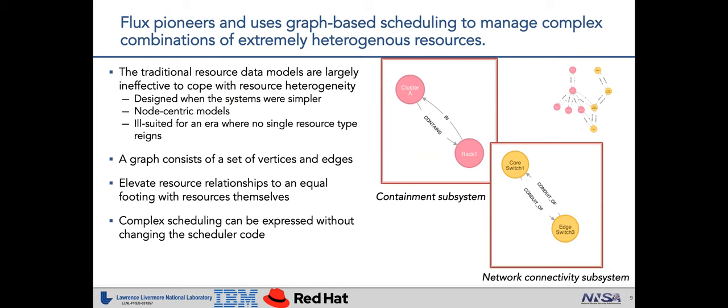Traditional resource models and their managers really can't cope with extreme heterogeneity because they were designed when systems were node-centric, and the data structures that they use to define or model the resource types are very simplistic. However, the Flux Fluxion scheduler uses a directed graph of resources, which consists of a set of vertices, which are the resources themselves, and edges, which define relationships between these resources, which elevates resource relationships onto an equal footing with the resources themselves.